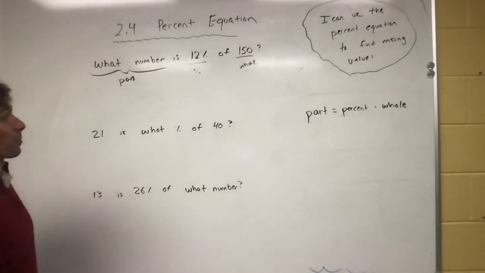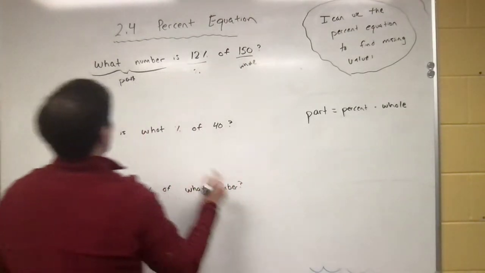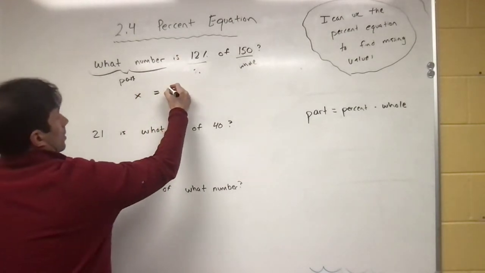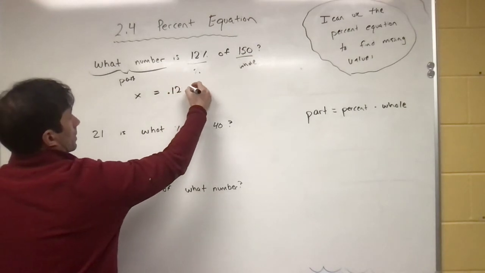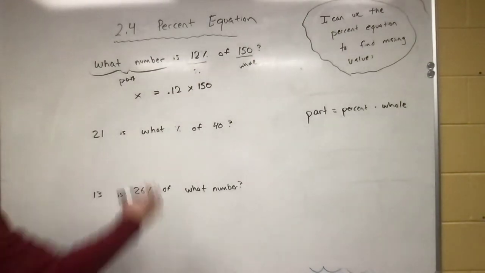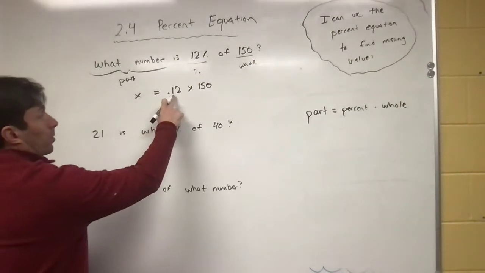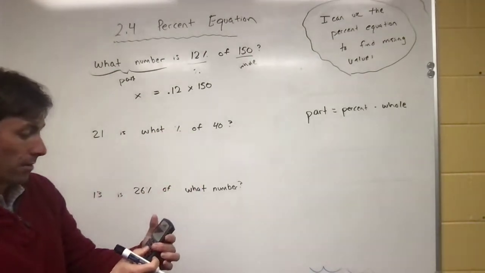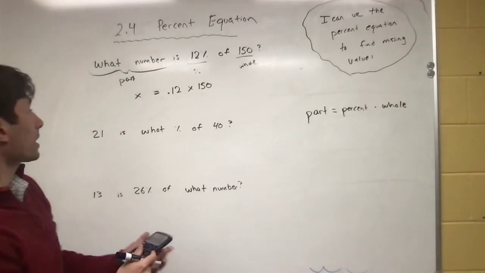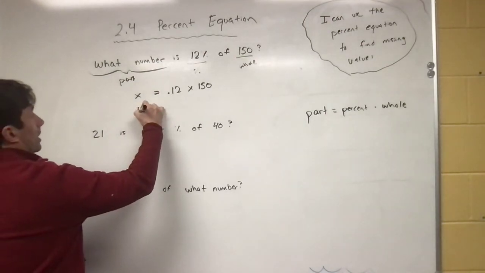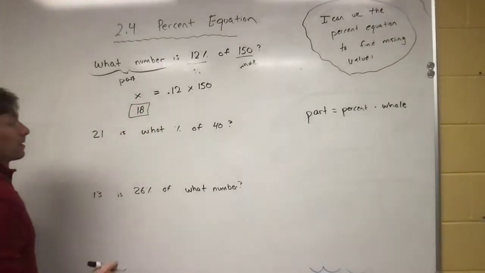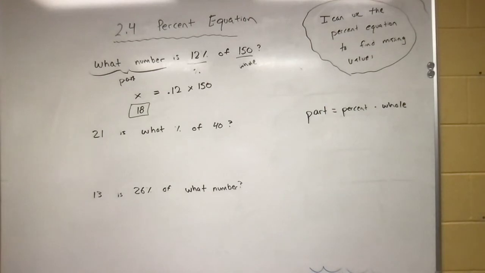So let's follow this formula. If we have part equals percent times whole, I have x equals 0.12 times 150. So here I have my variable on one side. So really all I have to do is 0.12 times 150. So I'm going to take my calculator out, do 0.12 times 150, and I'm going to get 18 as an answer. So 18 is my part here. That's my number, 18.